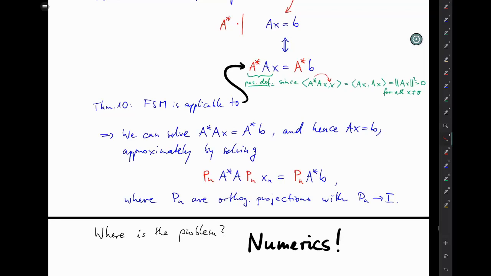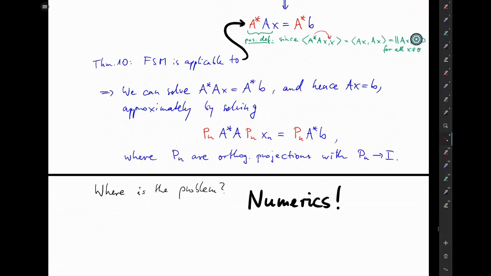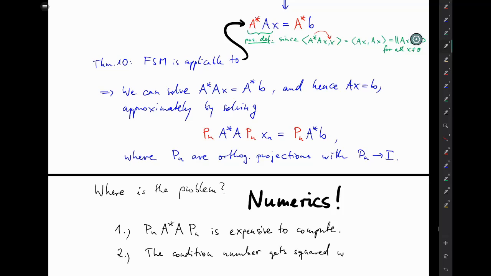Exactly. So this is one of these moments where you hate numerics because you have this idea, then you have your proof, and you get your solution, and then comes numerics. So what exactly do they have to moan about? Their first point of criticism is that the new system matrix is expensive to compute. And their second point of criticism is that the condition number squares when you pass from the operator A to the operator A star A.